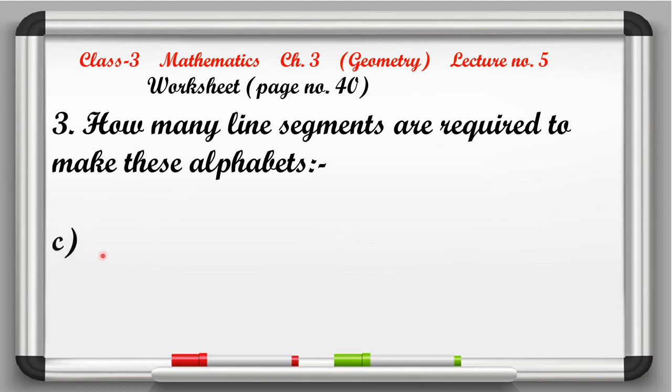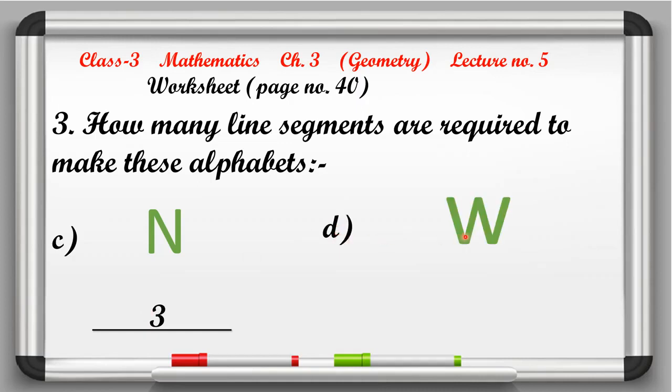Now in C part, this alphabet N is given. Now we will count 1, 2, 3. So with the help of 3 line segments, we can easily draw N. So here we will write 3 line segments. Now in D part, this alphabet W is given. Now we will count 1, 2, 3 and 4. So here 4 line segments are required to draw this alphabet W. Understood beta?